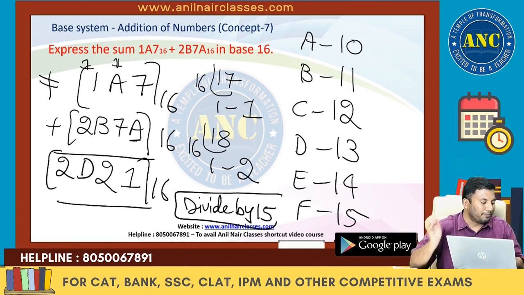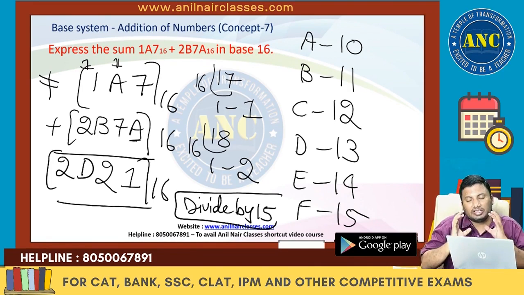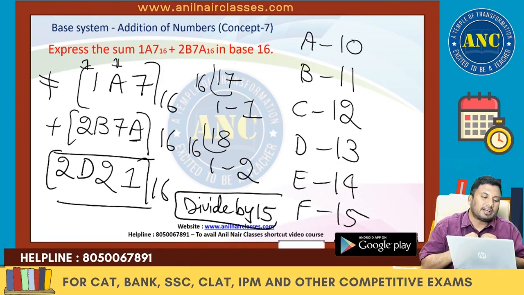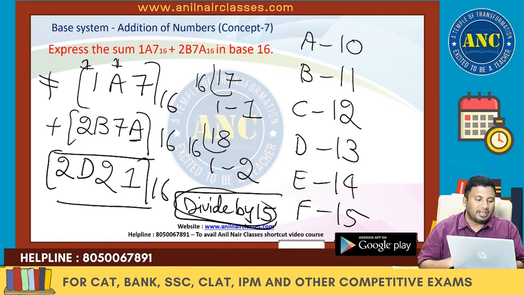I hope it is clear, right? Digital sum will help you to eliminate all incorrect answer options. In case you got more than one correct answer, anyway this addition approach is always there with you. I hope it is clear. Instead of doing this, divide by 15 and you do it.